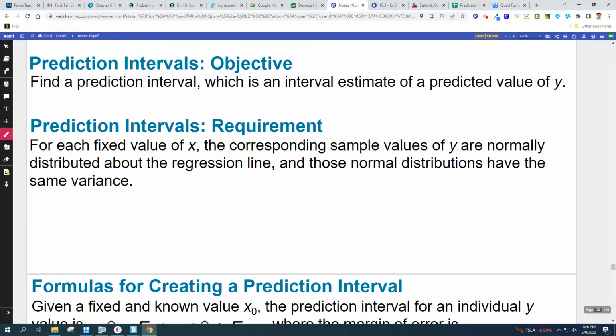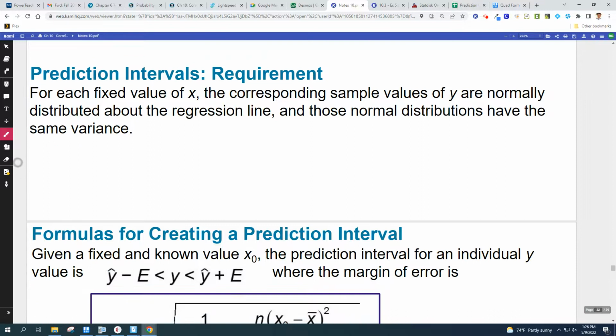The objective is to find an interval estimate of that predicted value of y. Imagine if I said we're going to predict the height of the next person that walks in this room. I want a lower bound and an upper bound, a low number and an upper number. You might say, well, I bet they're going to be between 5'2" and 5'11". That would be your prediction interval. That number should be in between our interval.